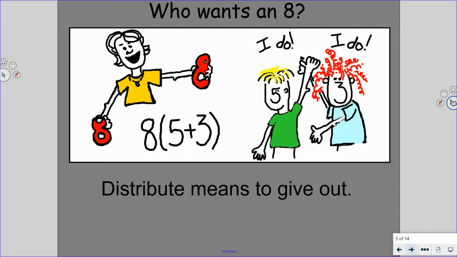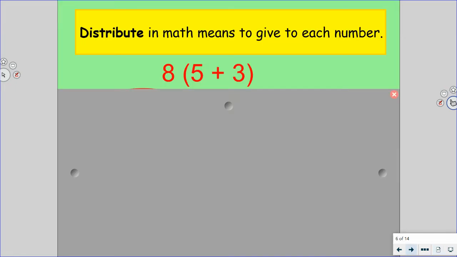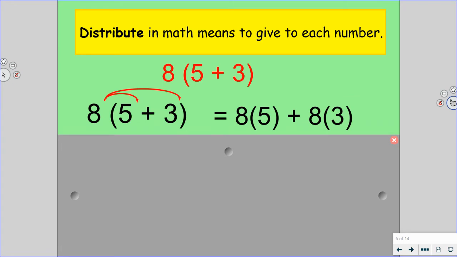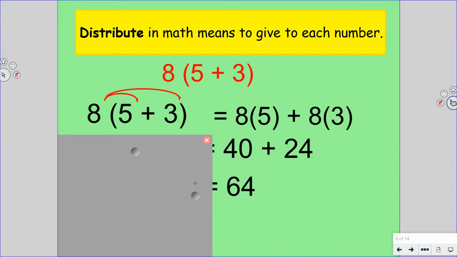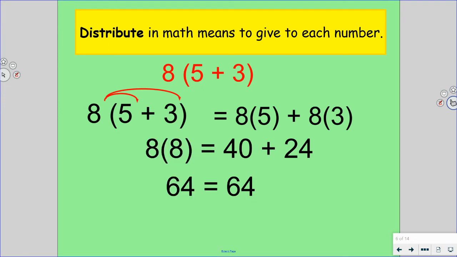So if I think about this problem, 8 times 5 plus 3 in parentheses, what that really will mean is that we are going to do 8 sets of 5 and 8 sets of 3. Now 8 sets of 5 would be 40, 8 sets of 3 is 24. Put them together and you get 64. Now, I know what some of you are thinking. Come on, Mr. Callan, I could have done 8 sets of 8. Yes, but sometimes it will be valuable to group them together, and sometimes it will be valuable to split them apart. It all depends on the circumstances.